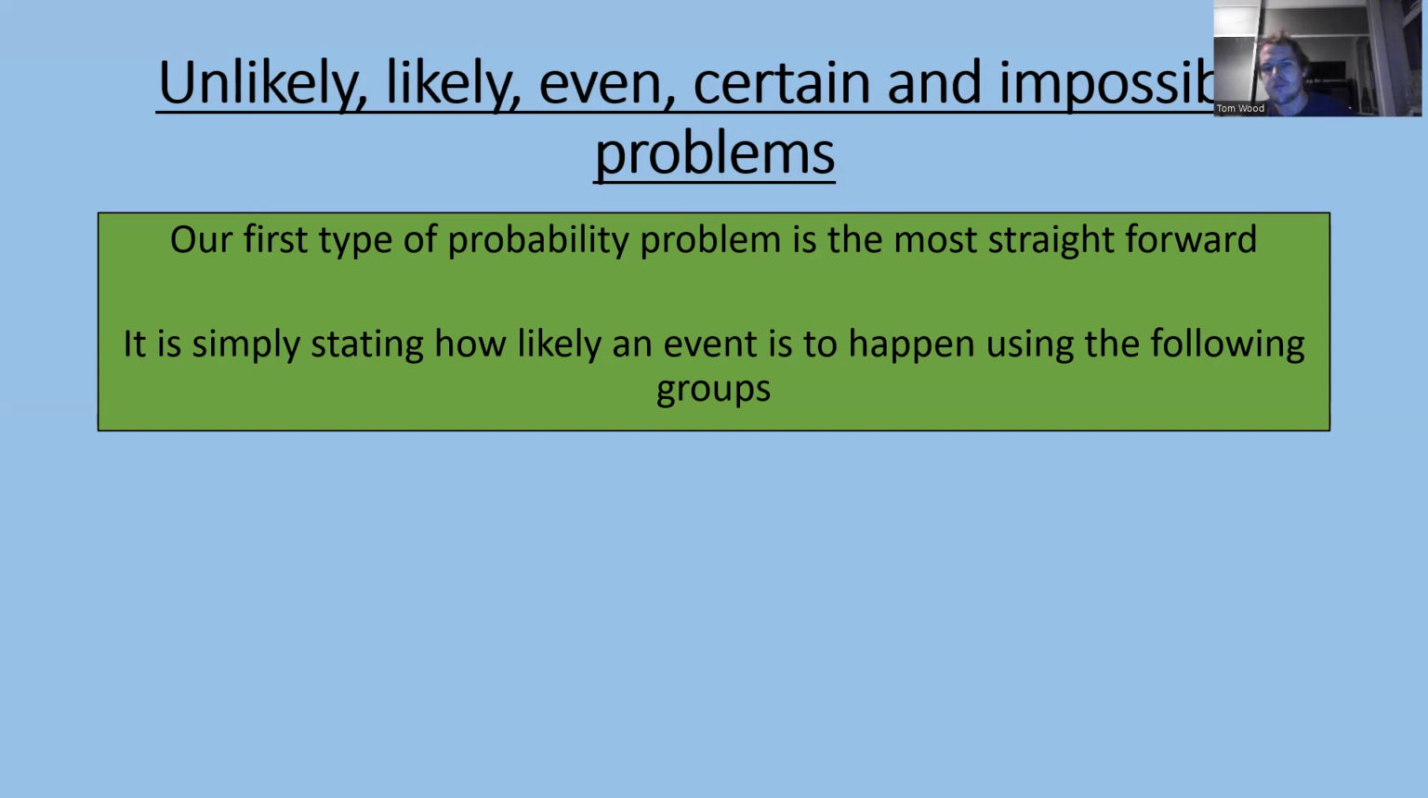Now, the thing that you need to bear in mind with probability is that although there may be 2 outcomes, we're talking about which is more likely to happen. That's where some people can get a little bit confused. They can look at it and go, well, there's 2 outcomes, so it's 50-50.